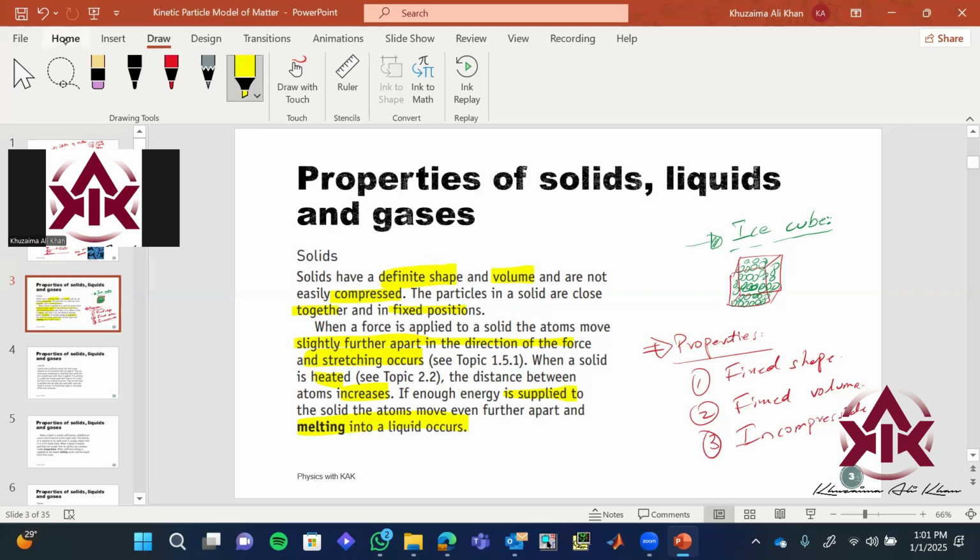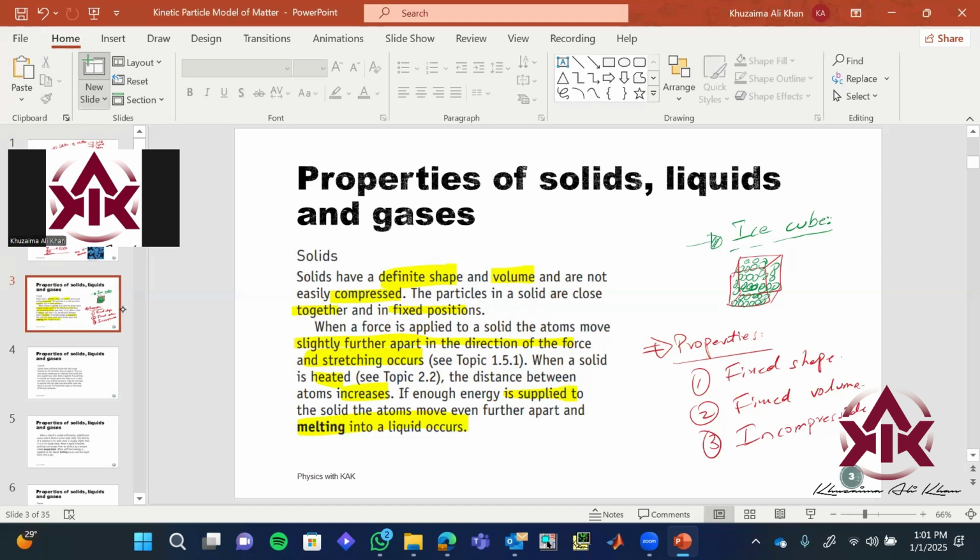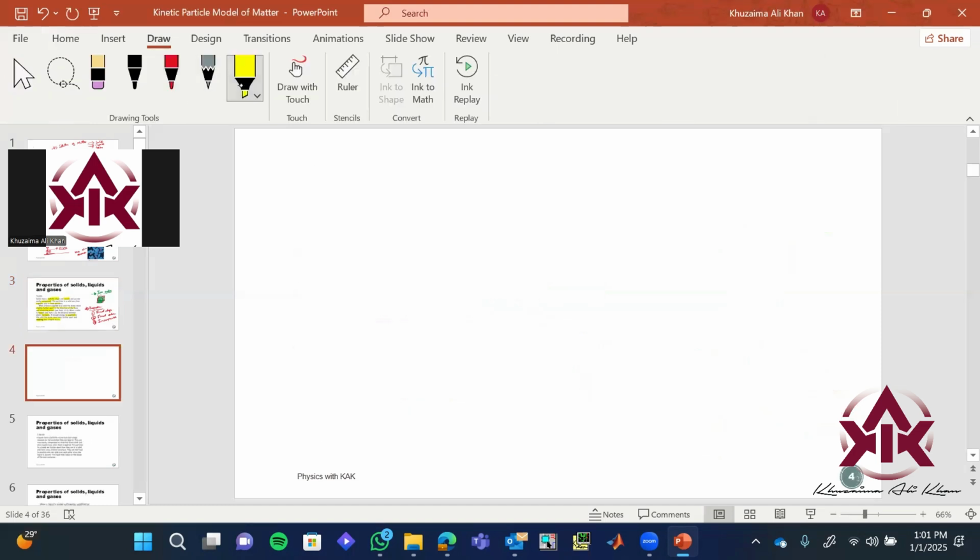So let me just illustrate this on a different slide. Let's say you have an ice cube over here, right? Let me just draw the ice cube structure.